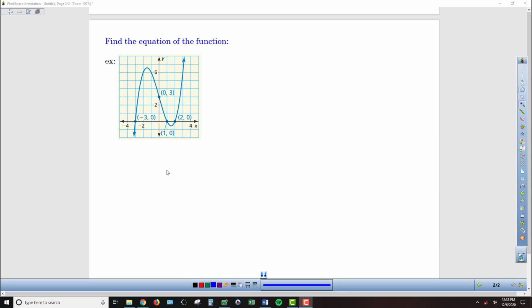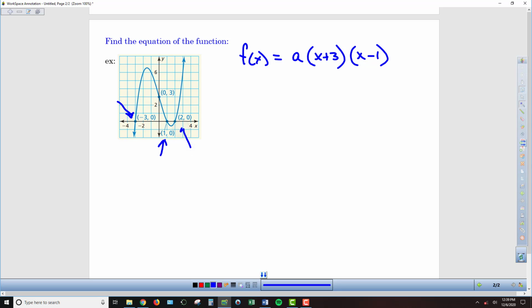So in the second example, we'll approach it much the same way. We'll start off with f of x equals a, and then we're going to list off all of our factors associated with the zeros. So the first of our zeros is here, so x minus -3 becomes x plus 3. We've got a zero here at 1, so x minus 1, and then the zero that's here gives us x minus 2 as a factor. So we've got the factors associated with the zeros, so now we need to solve for a.